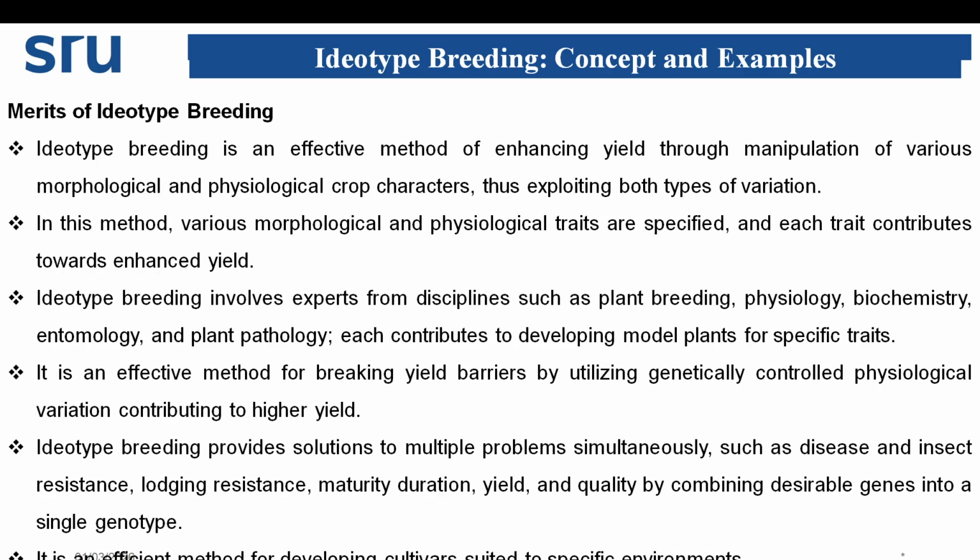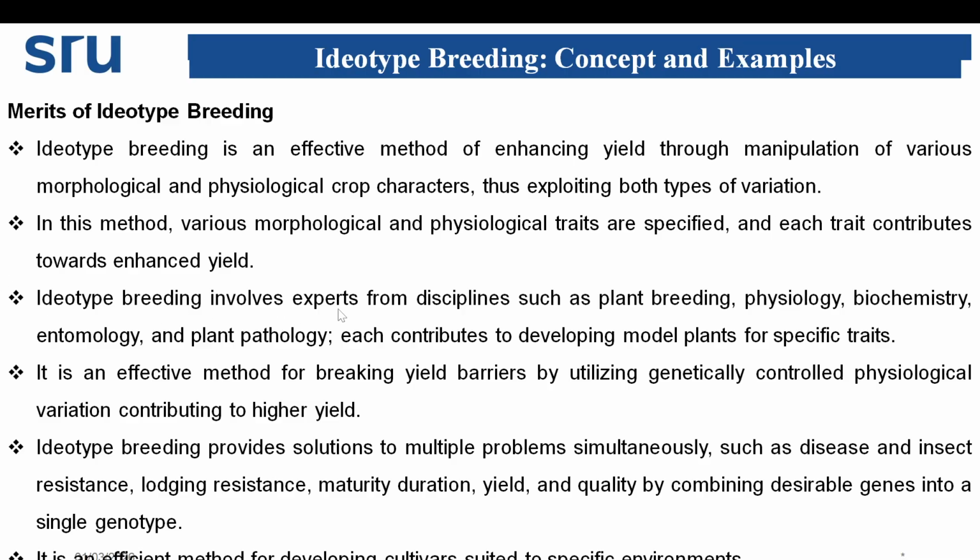Now we have seen some examples. Now we will see what are the merits of ideotype breeding. So this ideotype breeding is an effective method of enhancing the yield through manipulation of various morphological and physiological crop characters. So thus you can exploit both the types of variation. So in this method, various morphological and physiological traits are specified and each trait contributes towards enhanced yield.